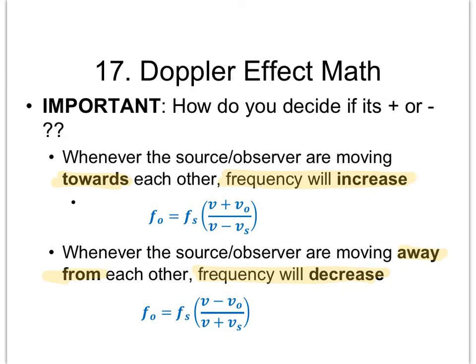So you can remember this fundamental idea that motion towards increases the frequency, motion away decreases it, and base your plus or minuses off of that. You can always calculate it, and if you get something that contradicts this, you know that you picked the wrong sign. Or you can just use this as a little reference whenever you're doing these problems.